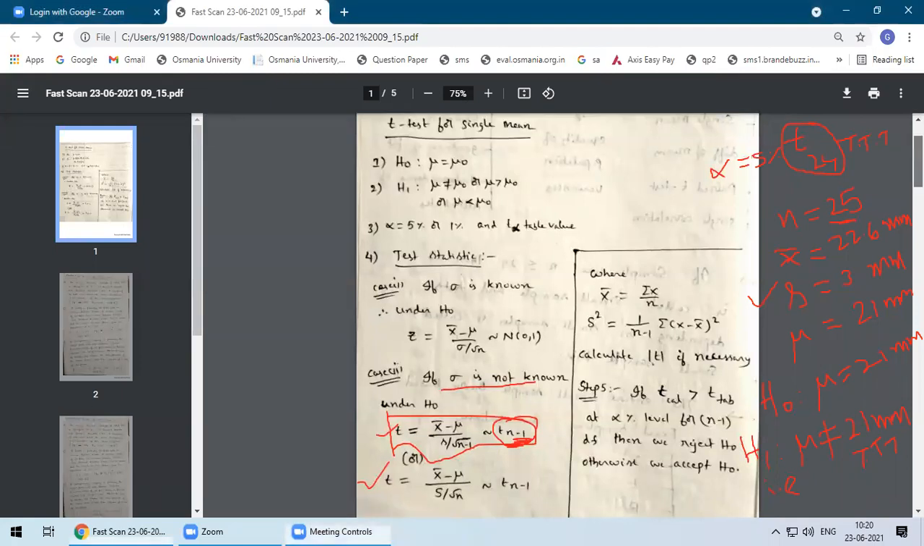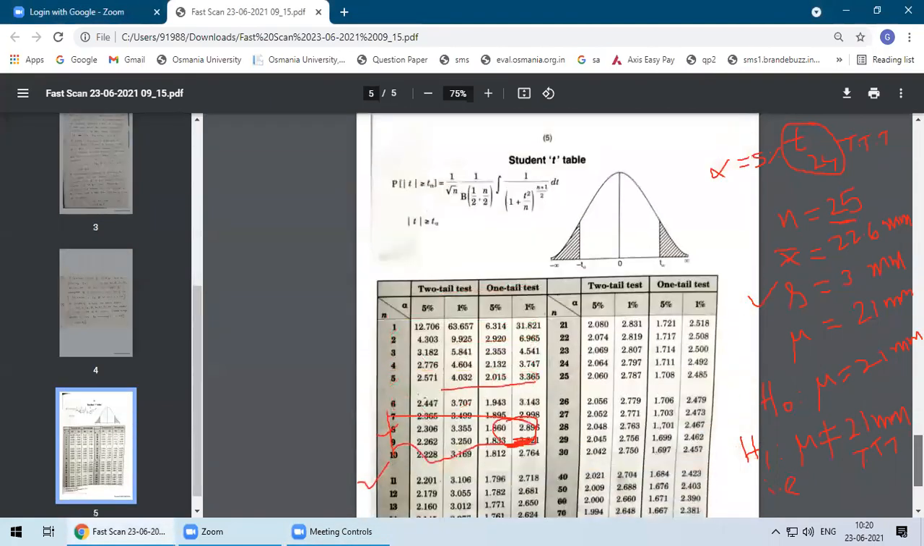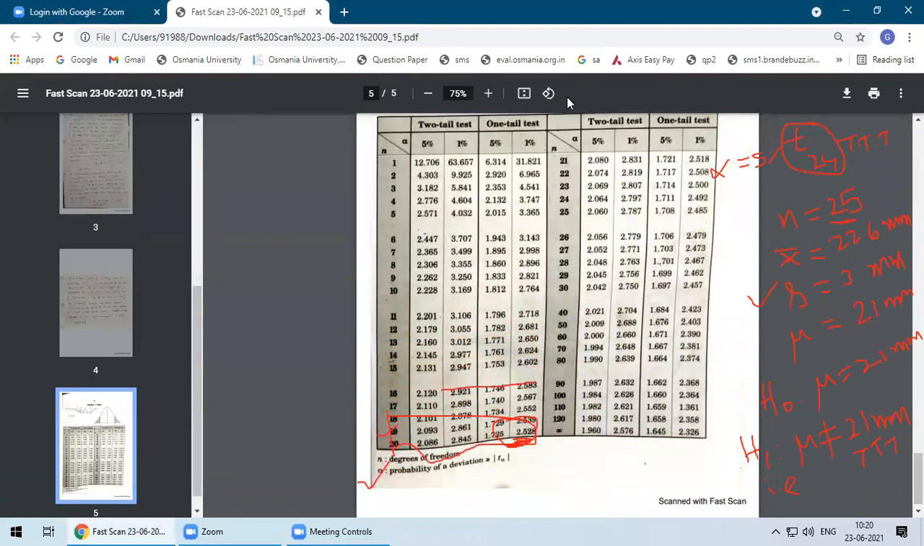I will show the table values to you. I have already sent these table values. These are the table values of the t-test. You have to go for t24. What is the n value in this particular column? It is n minus 1, which means 24. So t24 you have to go, where 24 is there. This is the 24 value.